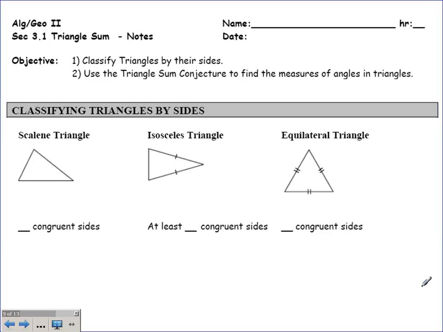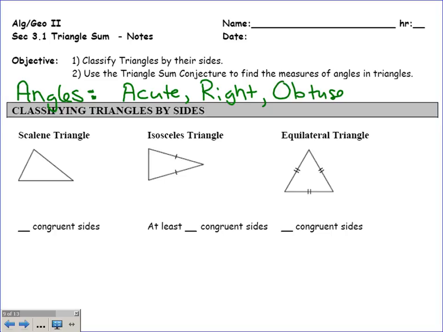So here we go. Really quickly, how do you classify a triangle by its angles? I know this isn't written on there, but what are 3 ways you can classify a triangle by its angles? What type of angles could you have? Yeah, you can have acute angles. If all 3 of them are acute, then you have an acute triangle. You could have a right, if there's one right angle, that's a right triangle, and the last one was obtuse. If you have one obtuse angle, then you're going to have an obtuse triangle. Okay? That's by the angles.